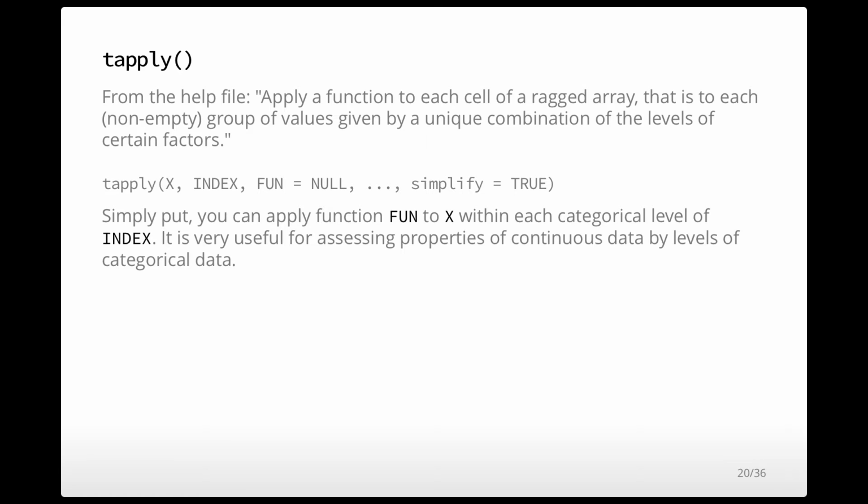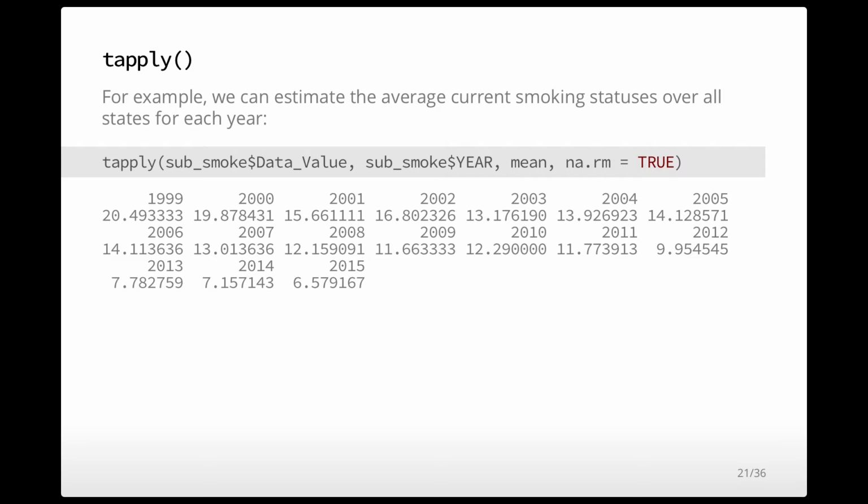So tapply, I'm going to do this very briefly, but the idea is this exists. People will give you answers for this online. It allows you to do an operation where you group by something. So in this case, we are going to take the data value, let's say it's cigarettes per day. We're going to group it by another variable, in this case, year, and we want to take the mean. So this is the mean over all the states of cigarettes per day.